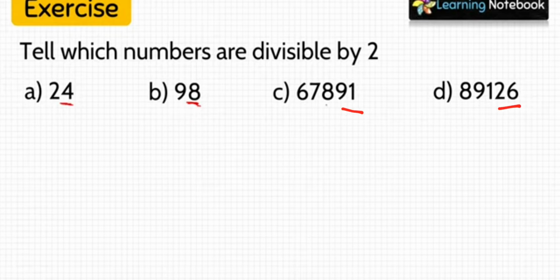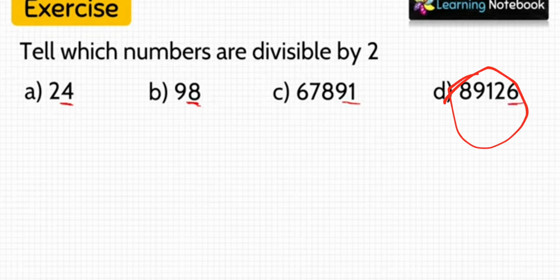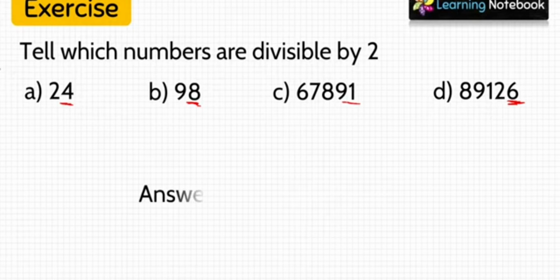Next number is 67891. Its last digit is 1, which is not an even number. So, 67891 is not divisible by 2. Last number is 89126. Its last digit is 6, which is an even number. So, this is also divisible by 2. So, we will write the answer. A, B and D are the numbers which are divisible by 2.